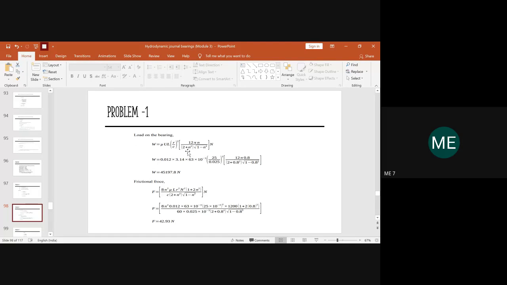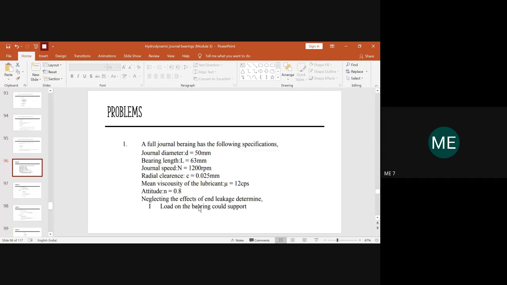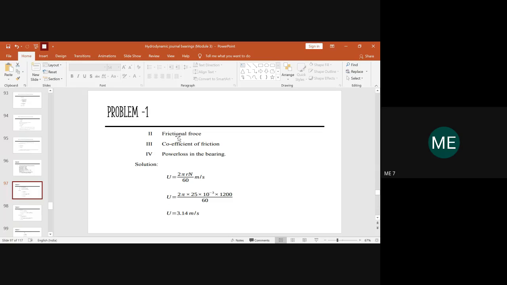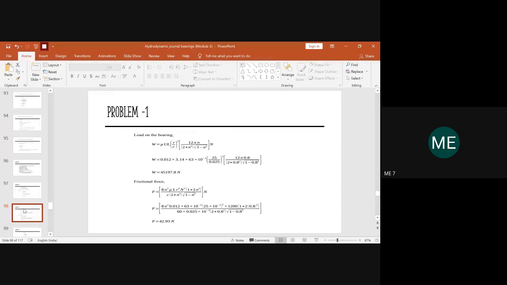So now we have calculated the load bearing capacity of that given journal. The next part they have asked is the frictional force. You should be familiar with the equation used to determine the frictional force. The frictional force comes into picture when you have subjected a particular load to the given journal bearing. If both are equal, then you can tell that the given journal bearing is in equilibrium condition, in which you will have minimum wear or friction, right?